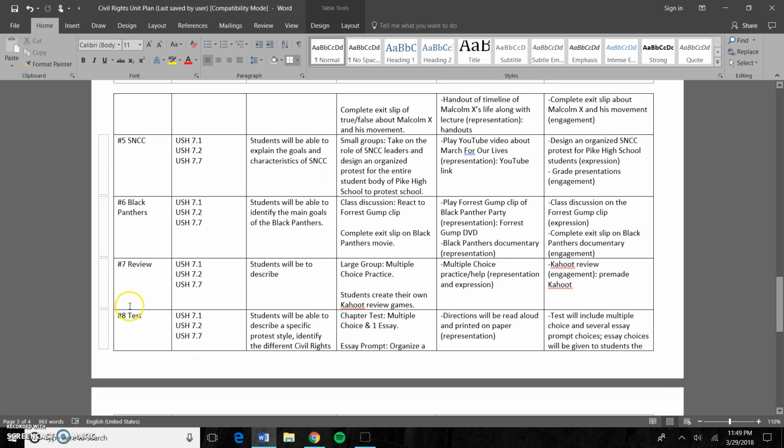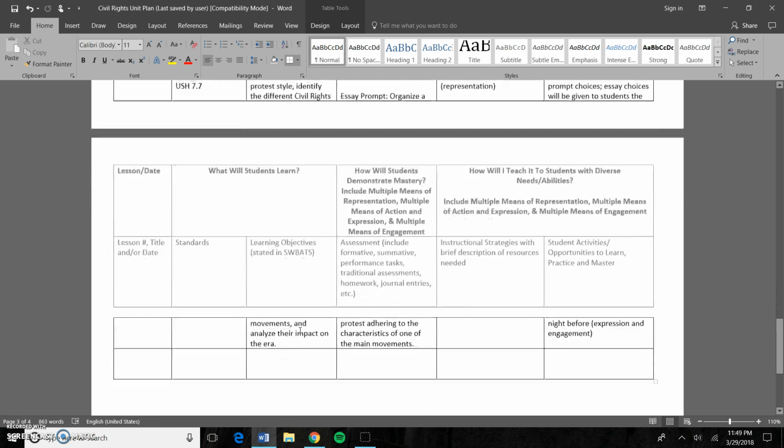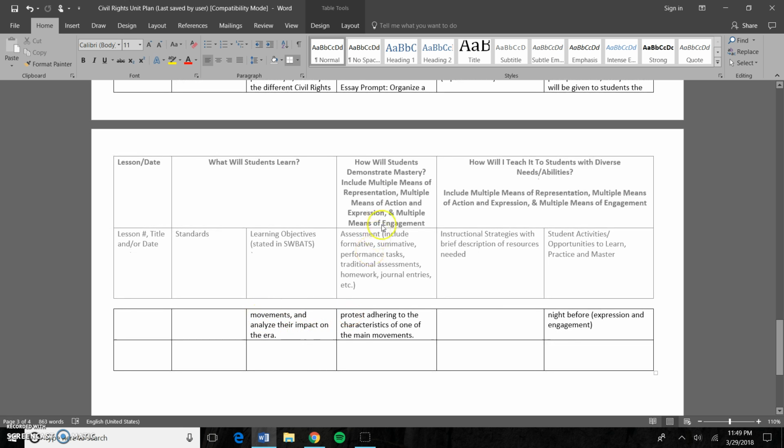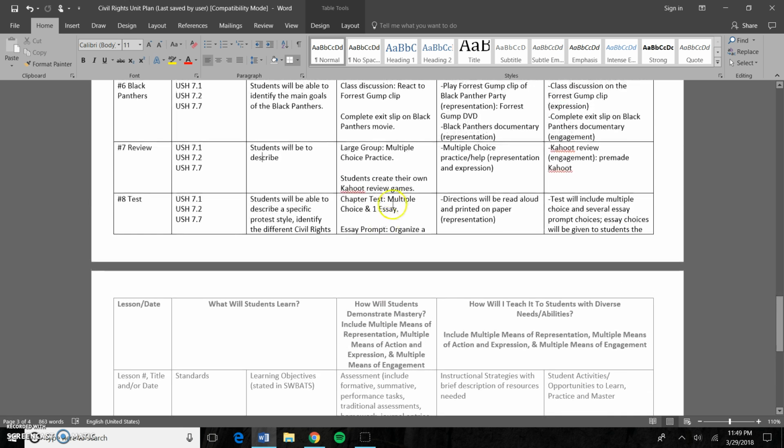The last lesson is just test day. Students will be able to describe a specific protest style, identify the different civil rights movements, and analyze their impact on the era. This test will be multiple choice and essay. The students will know the essay prompts prior to the test, and they'll have a choice on which one to answer. The directions of the test will be read aloud and printed on the paper so that everyone is clear on the objectives and the directions of this test.